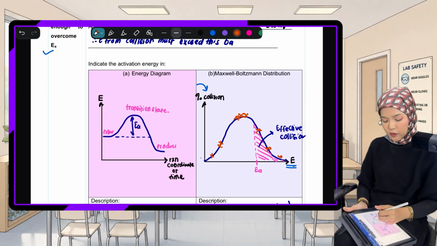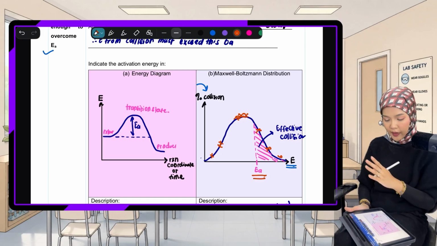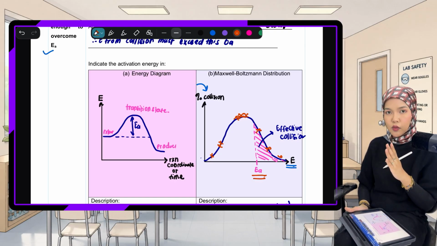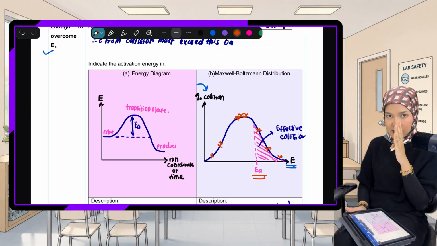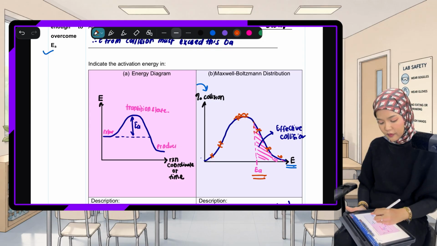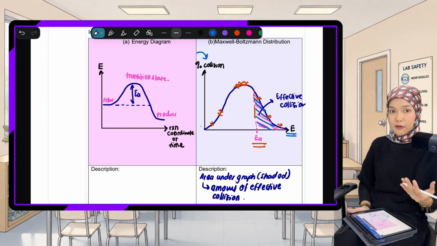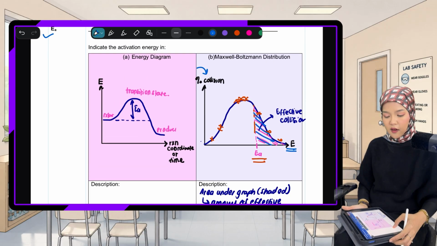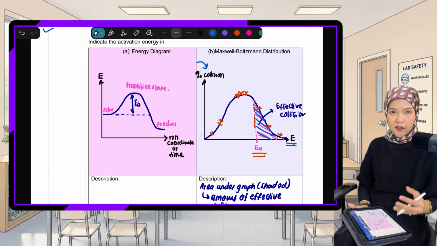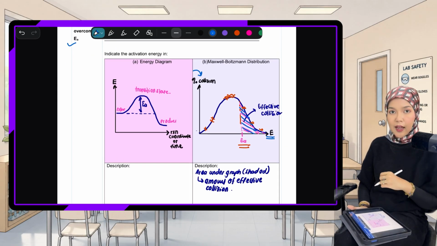So the activation energy could be somewhere there. The activation energy will always be the same point for every reaction. Basically, if we shade the area under the graph, this is the amount of effective collisions. The energy diagram here is just to show you what activation energy is.